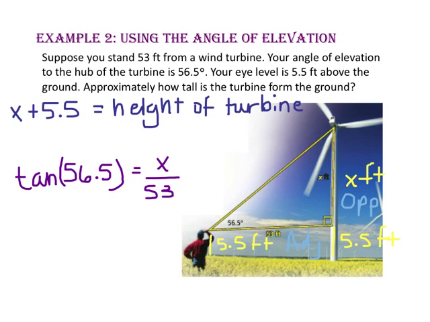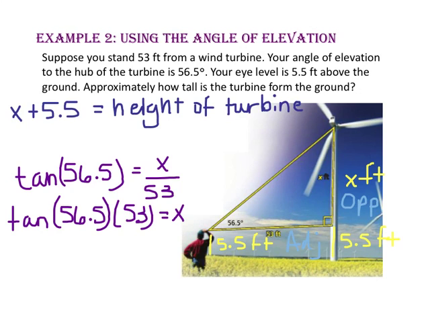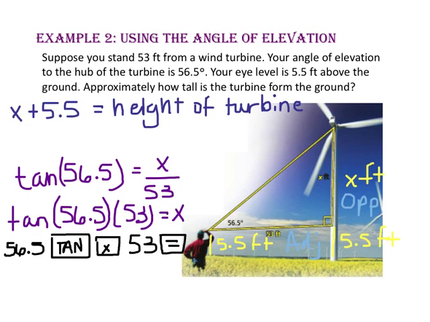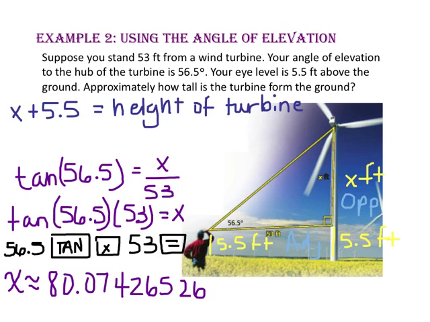To get x alone, we will multiply tangent of 56.5 times 53. Using your calculator, type 56.5, hit the tangent button, times 53, then the equals button. x is approximately 80.07426526, which is very close to 80 feet.